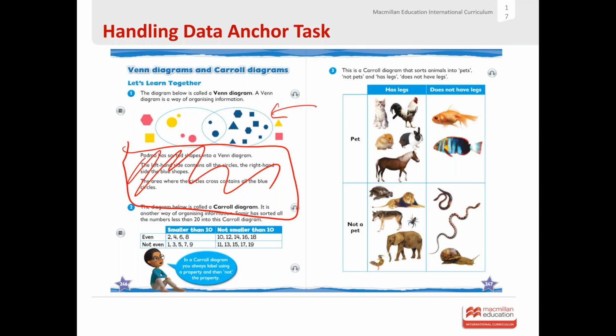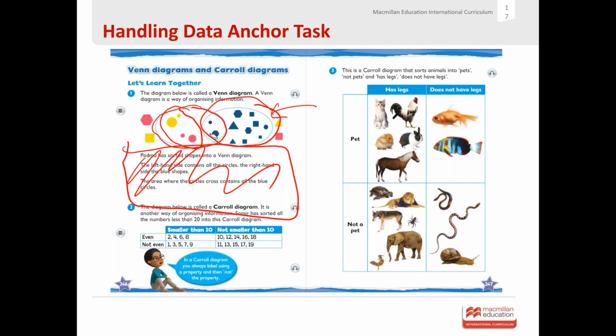Okay, and so some might say, oh, I can see all the blue shapes on the right hand side and all the non-blue shapes on the left hand side, right? Then I might ask, that's a really good point actually, but is there anything else you notice? Are all the circles on this side? What about in the middle, where both the circles meet? What about this part here?